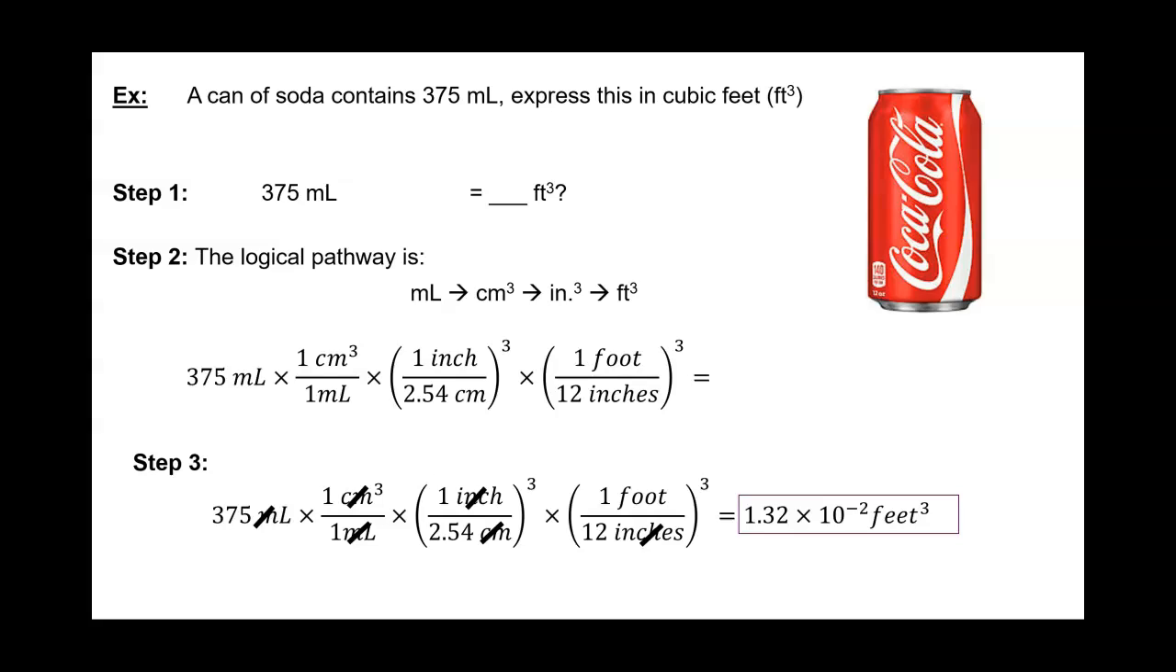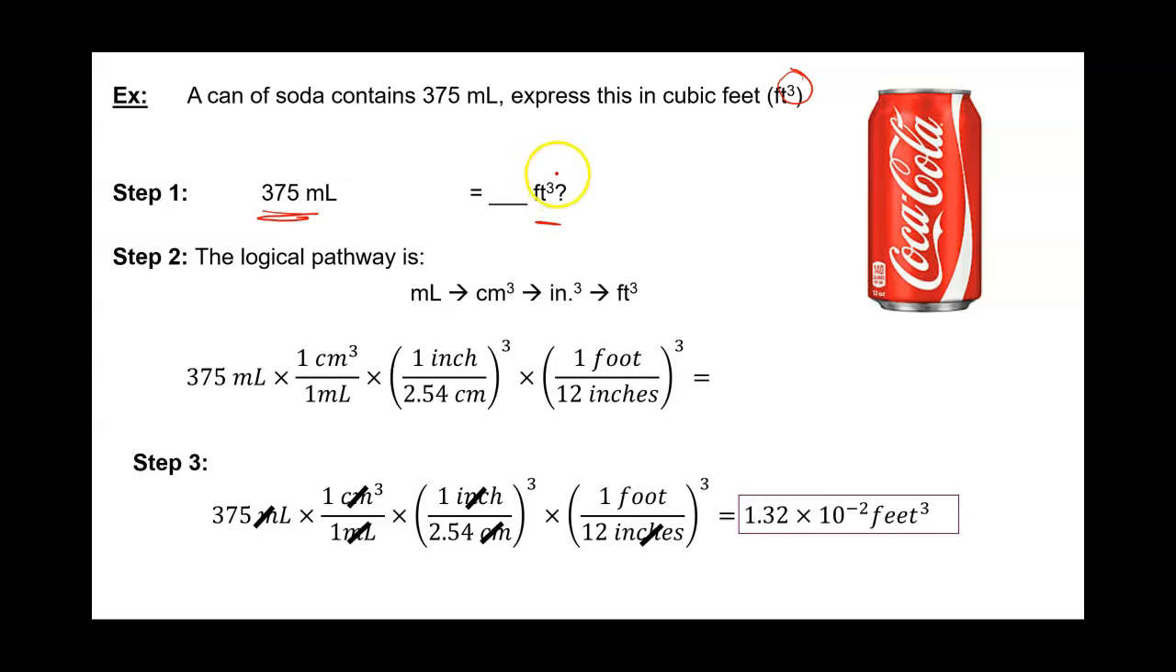A complication that can arise when performing unit conversions is when the unit that we are converting into or out of has an exponent. In this problem, we're asked to convert the volume of a can of soda that contains 375 milliliters into cubic feet. So step 1 is to write what is given with its units on the left, and then write the units that we want to convert into on the right.